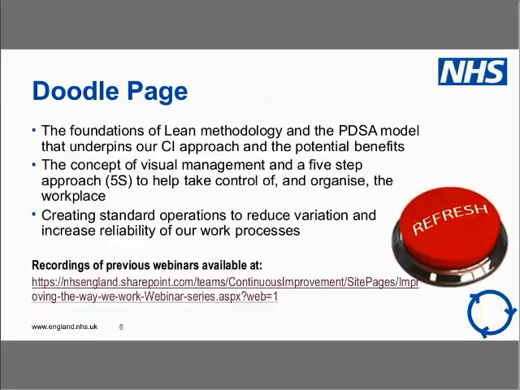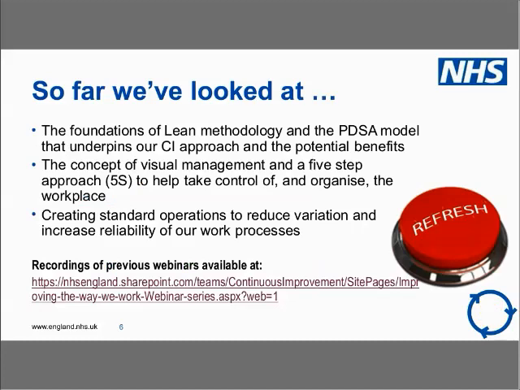Okay, we're going to crack on. So what have we done so far? If you've been lucky or unlucky enough to have joined us in the last few sessions, you will know that we've looked at the foundations of lean methodology and CI and the Plan, Do, Study, Act model, all of which underpins our continuous improvement approach and the benefits that can go along with that. We've looked at visual management and how that can help with our work, as well as the 5-step approach 5S and how that can help you organize and standardize your workplace. We had a go at the world's first 5S numbers game, which I think went pretty well.